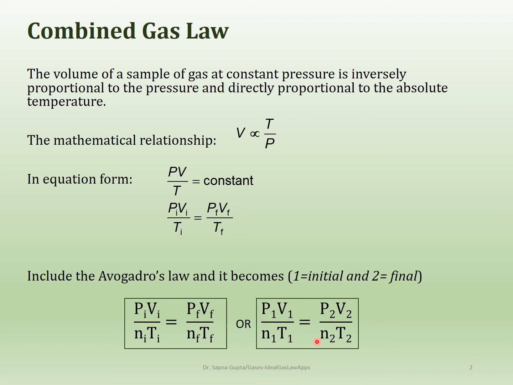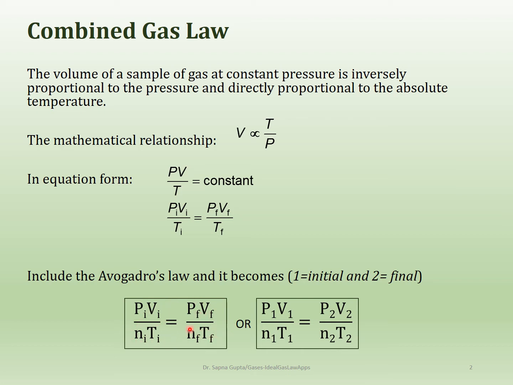I also use P1, V1 is equal to P2, V2. I'm used to the numbers. If you like initials and finals, you can use initials and finals. If you like ones and twos, you can use ones and twos, and that's fine. Either way, the important thing is that you need to make sure that your set of values stay on the same side. So your initial values stay on the same side and your final values stay on the same side.